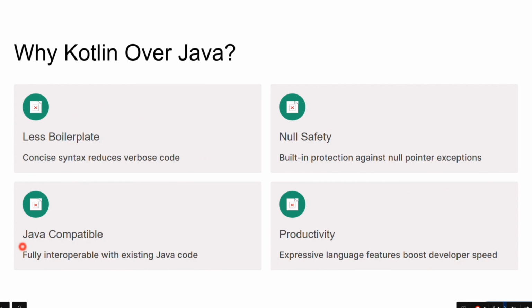And the third feature is Java compatibility, which means we can write Kotlin code and run it on Java, and vice versa is also true. If we write any code in Java, then it can run with Kotlin also. And productivity: obviously, if we write less code, then we are already more productive.